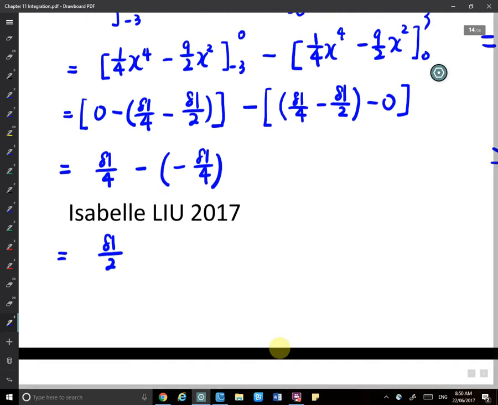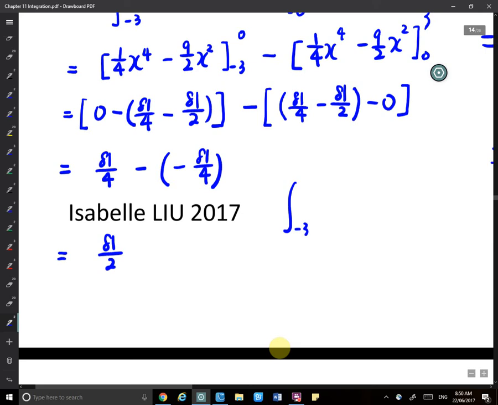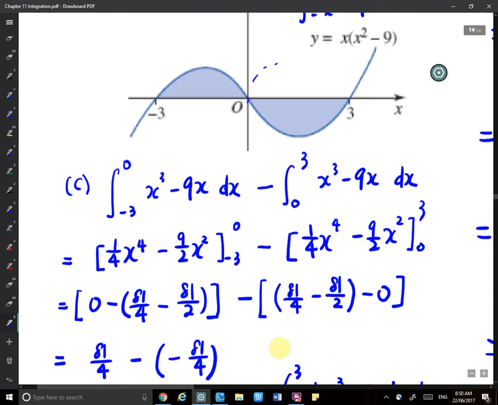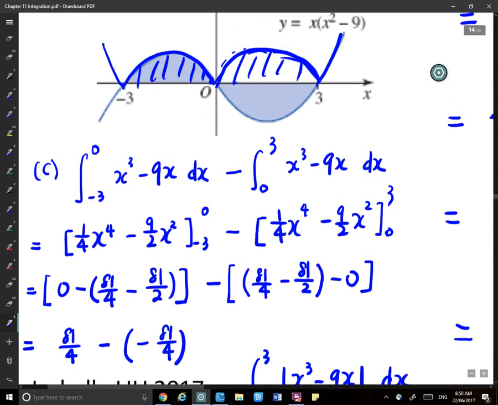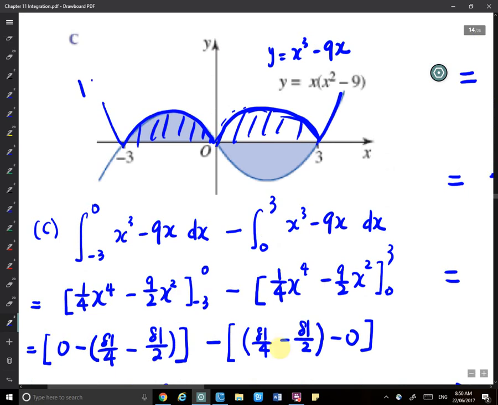Say if we have a calculator, I can directly go from negative 3 to 3 of the absolute value of x cubed minus 9x dx. I will flip that into the front, like in the top. The function becomes this, and the two areas we're talking about will be those two areas. Here, that is my new graph, and I'll just talk about negative 3 to 3 of the absolute value of x cubed minus 9x.